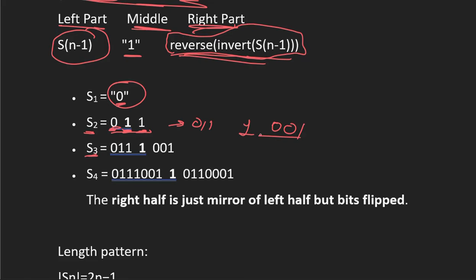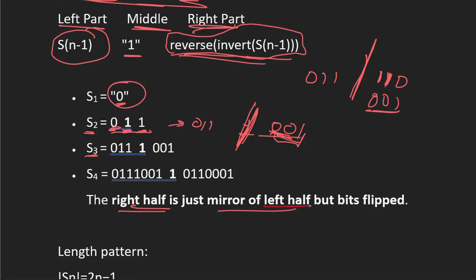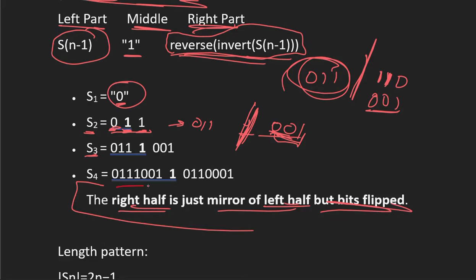And you have noticed that this right part is just the mirror image of the left part, but the bits are flipped. So what is the mirror image of 0 1 1? It is 1 1 0, right? But they are flipped to 0 0 1. So the right half is the mirror of the left half, but the bits are flipped, right? This will be helping us to make our approach.